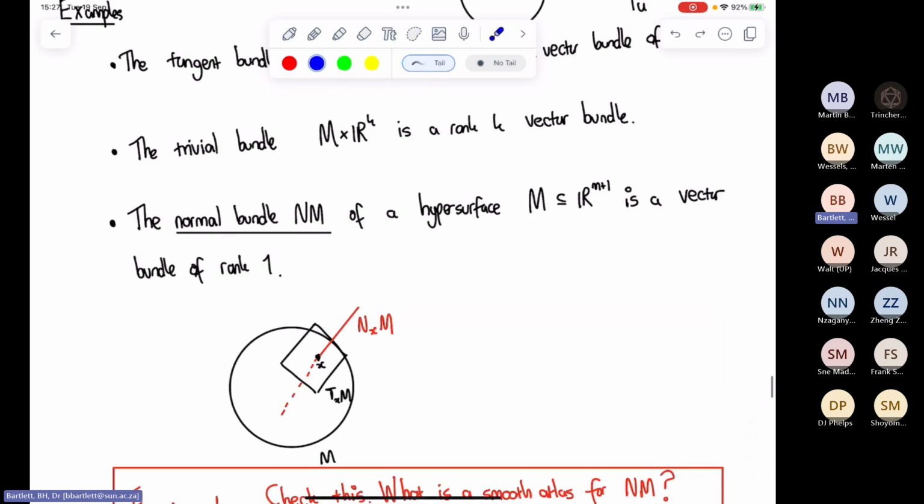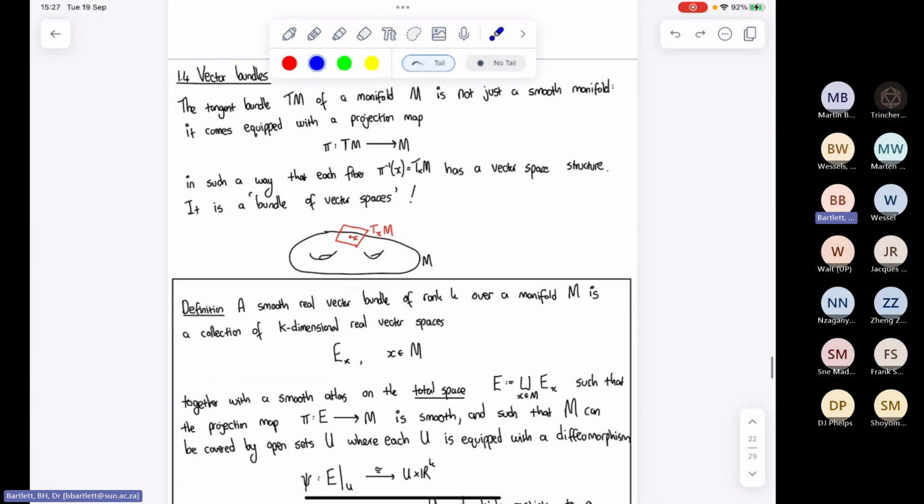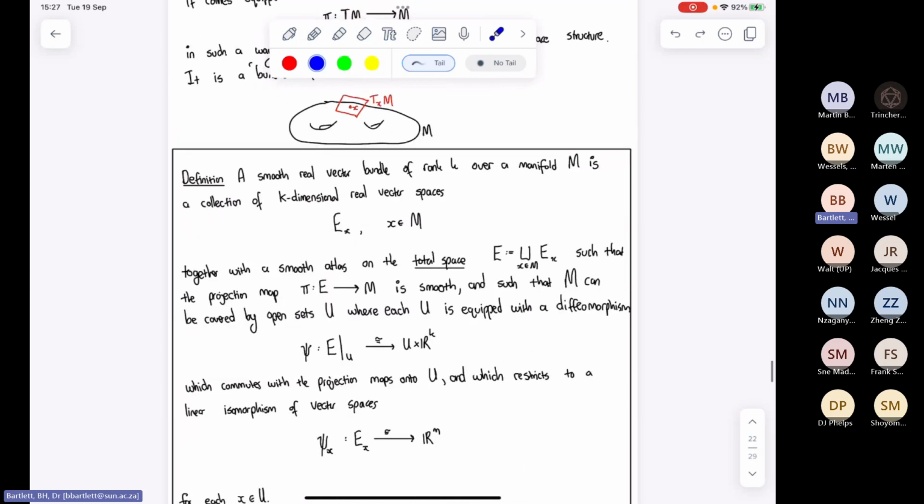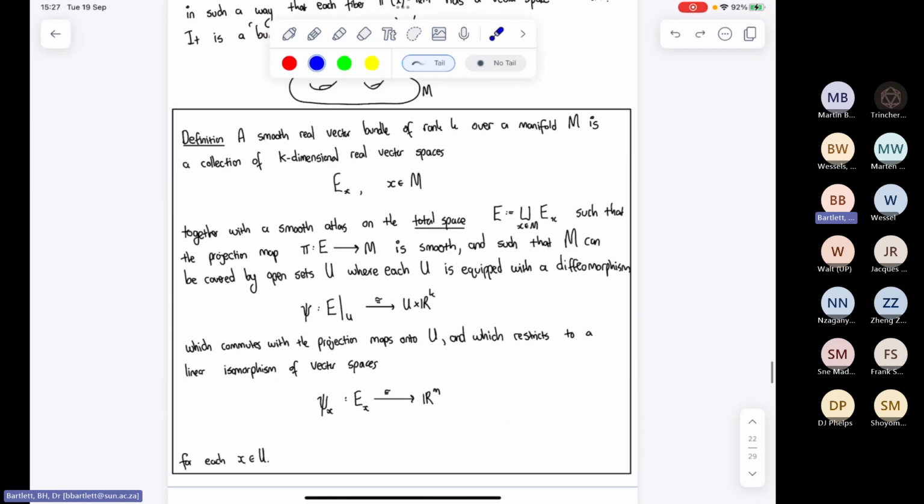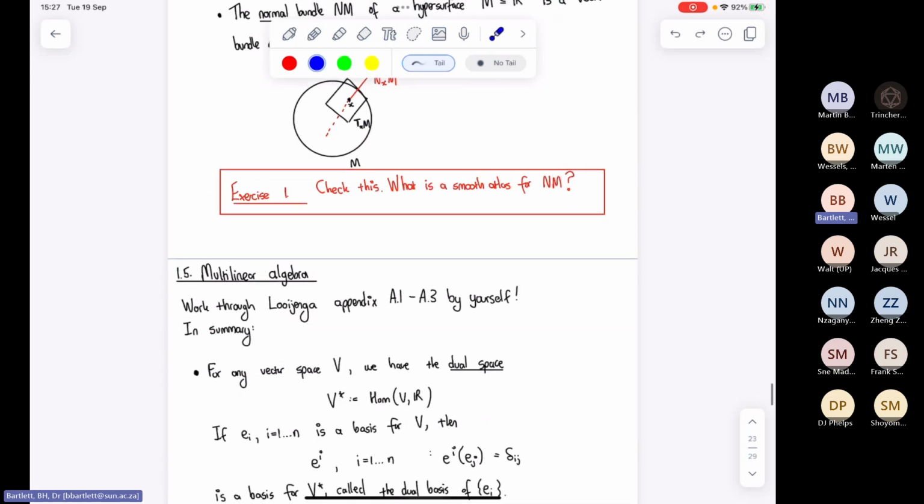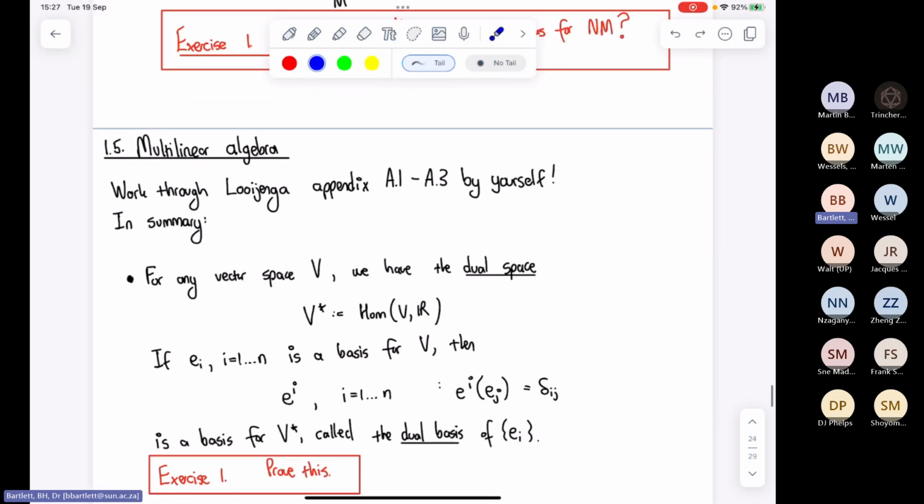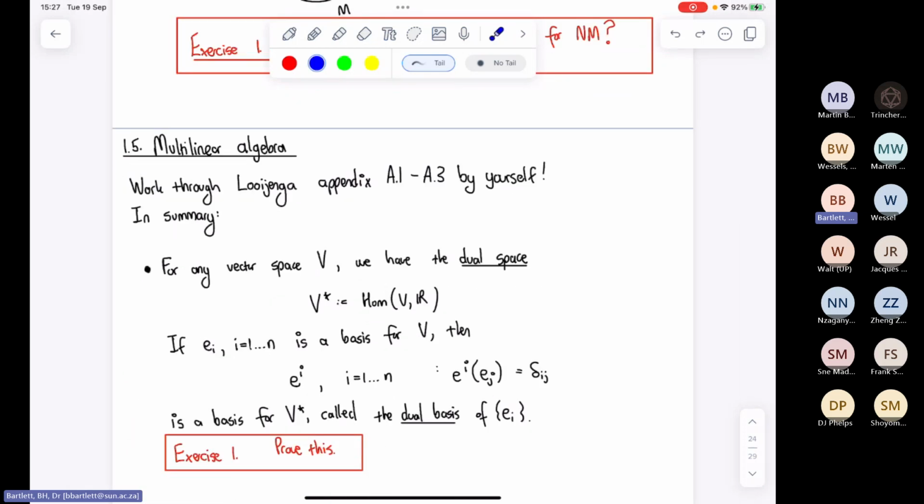Okay, good. We now know what a vector bundle is. Any questions on that? So I'm going quite fast, but you can review the notes afterwards.